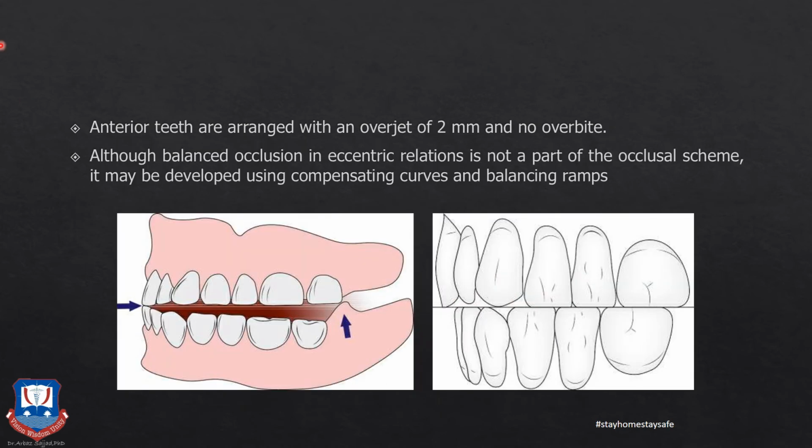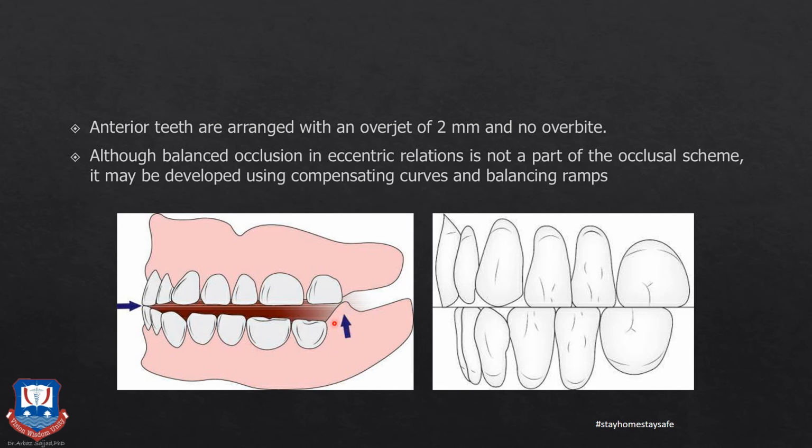The anterior teeth are arranged with an overjet of 2 mm and no overbite. So there should be an overjet of 2 mm between the anterior teeth, and there is no overbite, as the overbite will cause the disclusion of the posterior teeth and will increase the instability of the denture. So how do you bring about balanced occlusion in a monoplane occlusal scheme?